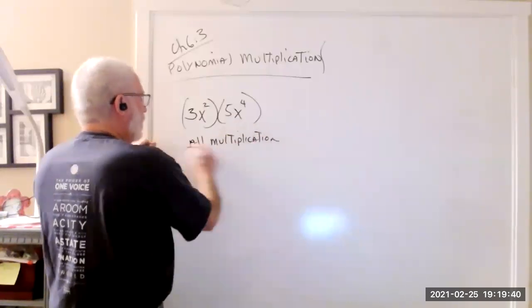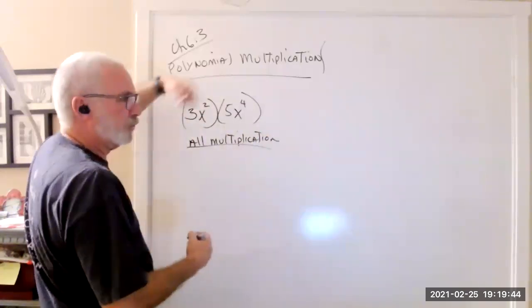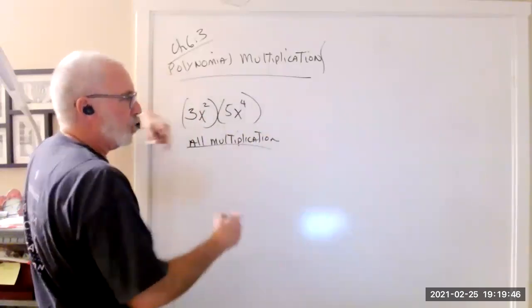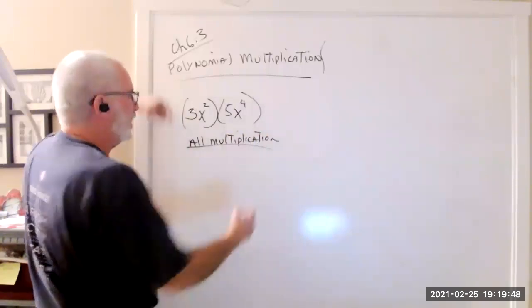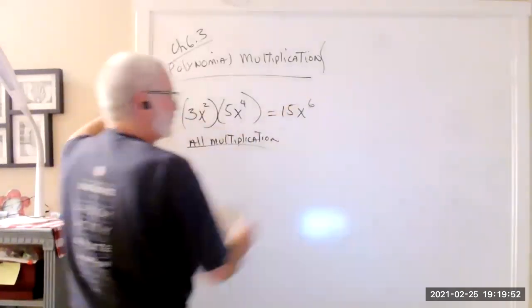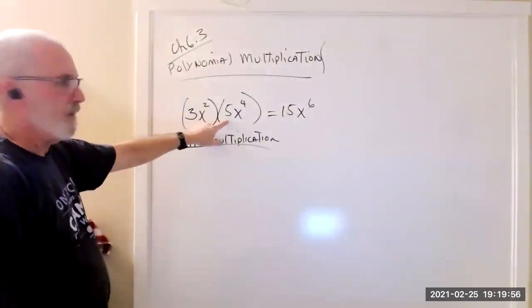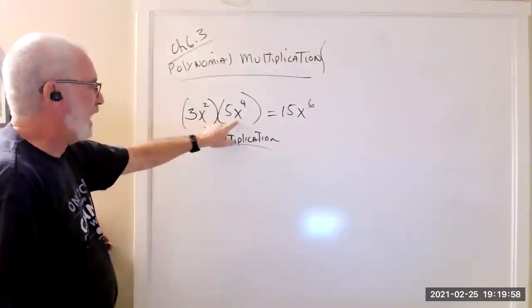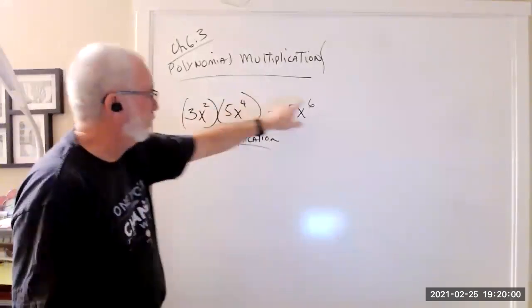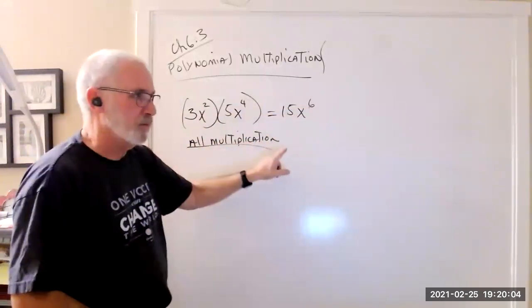Very important, because it's all multiplication, then all of those rules that we just reviewed are valid and good. And so a final answer to this would be 15x to the 6. Multiply the numbers, and then same base, add the exponents. 2 plus 4 was 6. Because this is all multiplication.